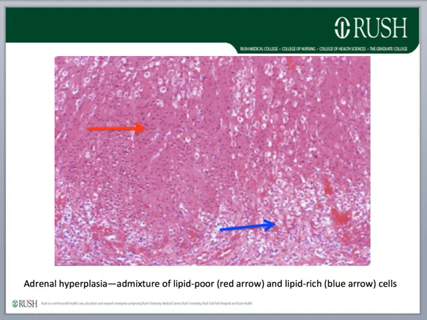Again, microscopically, both forms of hyperplasia appear similar in that there's a mixture of lipid-poor cortical cells indicated by the red arrow. They have a more reddish or eosinophilic cytoplasm, and lipid-rich cortical cells, which because of the lipid have a more clear appearance and are marked by the blue arrow.